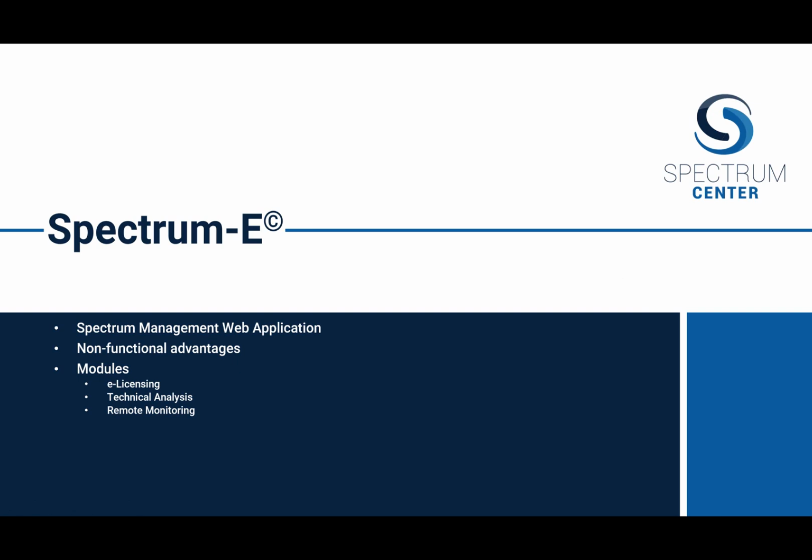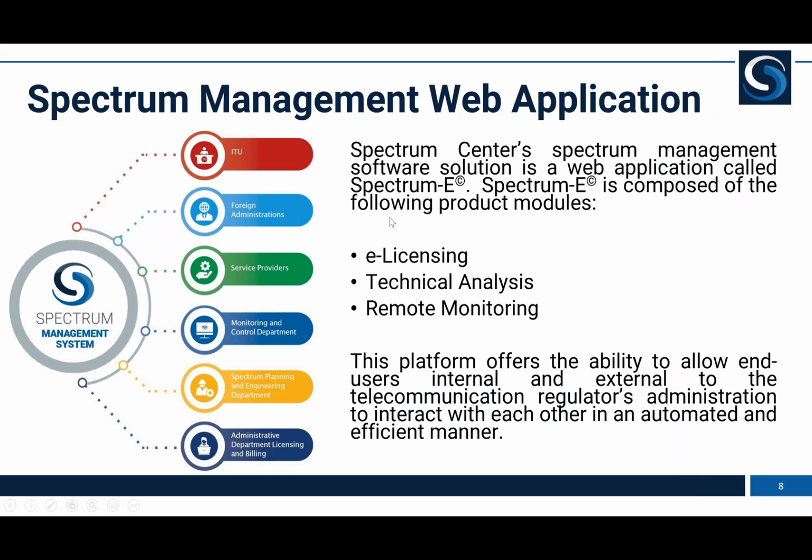So we'll go over very quickly the Spectrum E platform. It's composed, as I said, of 3 modules: e-licensing, technical analysis, and remote monitoring. They can be sold individually. The design of the platform is to enable what we call an internal-external user interaction between the telecommunication authority's administration as well as the public. So the idea is to try to facilitate this interaction in an automated and efficient manner.